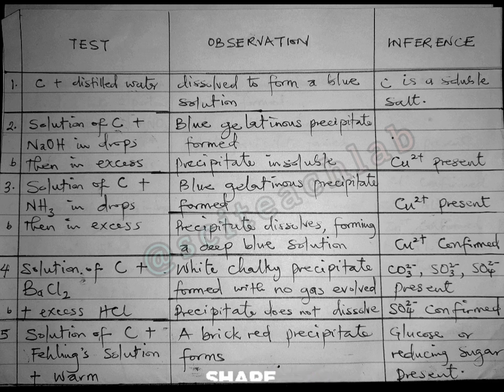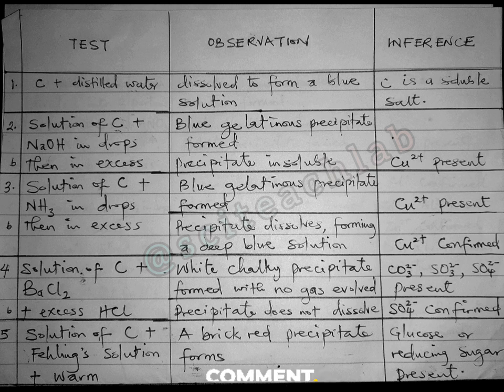So if we do that, you observe what will happen. Check if the salt will dissolve. If it dissolves, you go ahead and record: dissolved to form a blue solution, because you know the salt is bluish, and once it forms a blue solution, you have in mind that copper may be present here, because a blue salt indicates copper. But if it didn't dissolve, you say C did not dissolve.